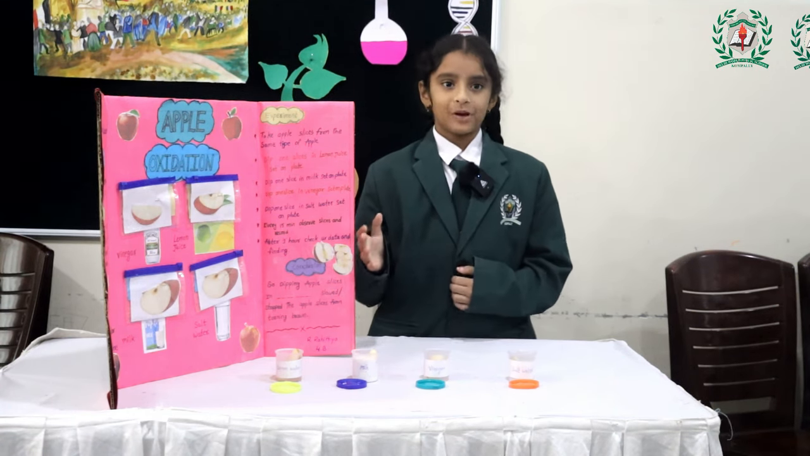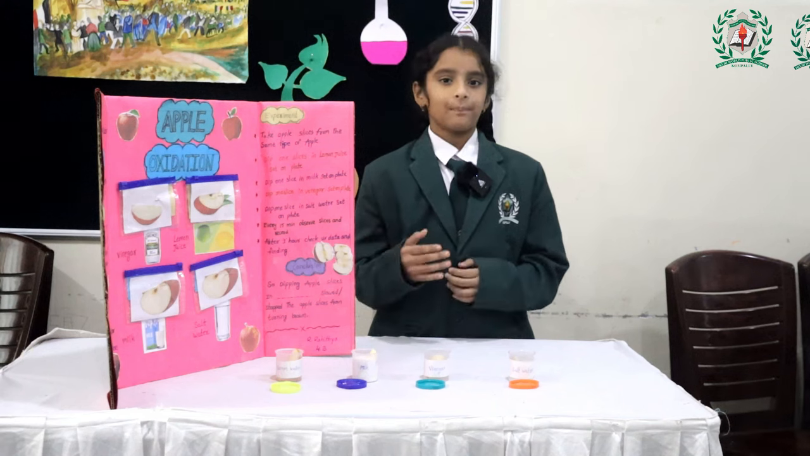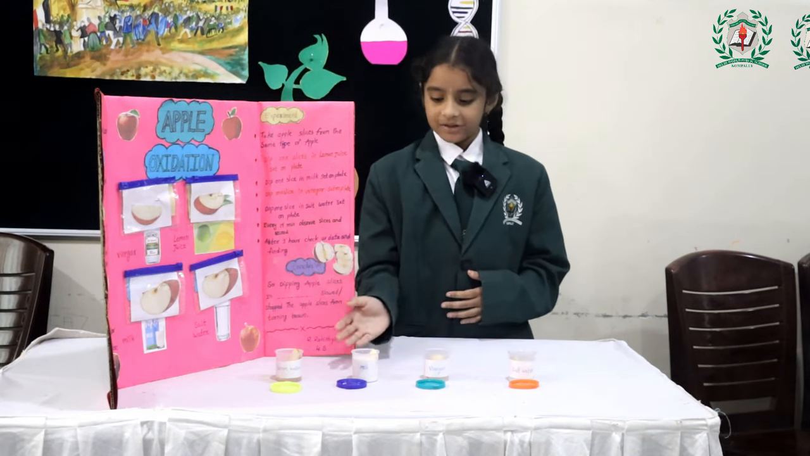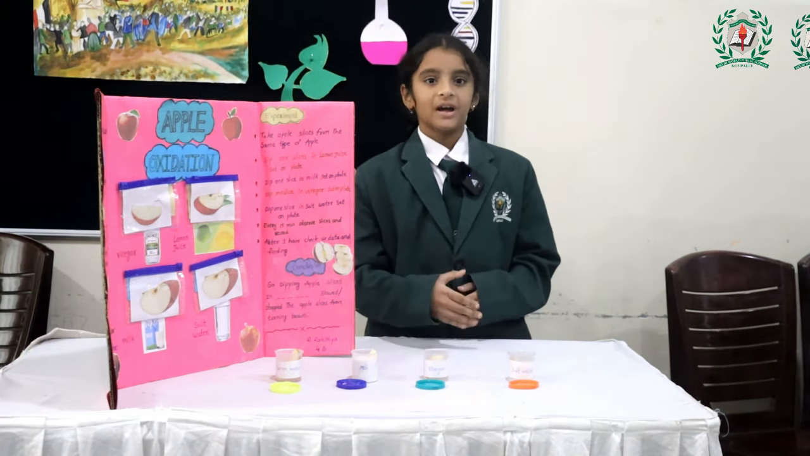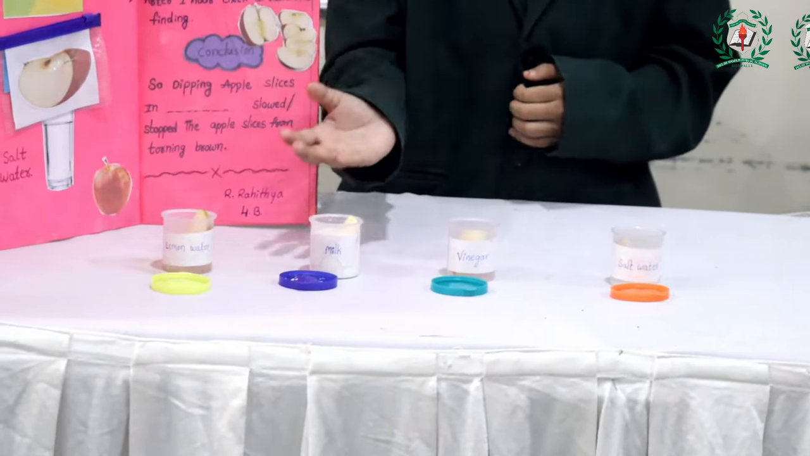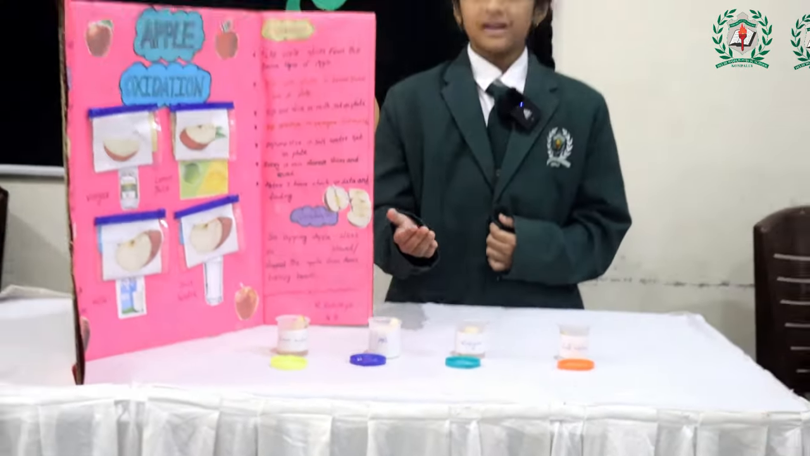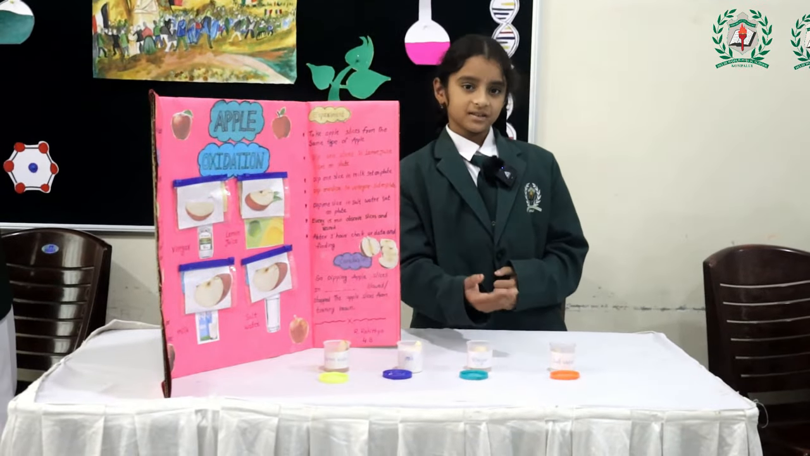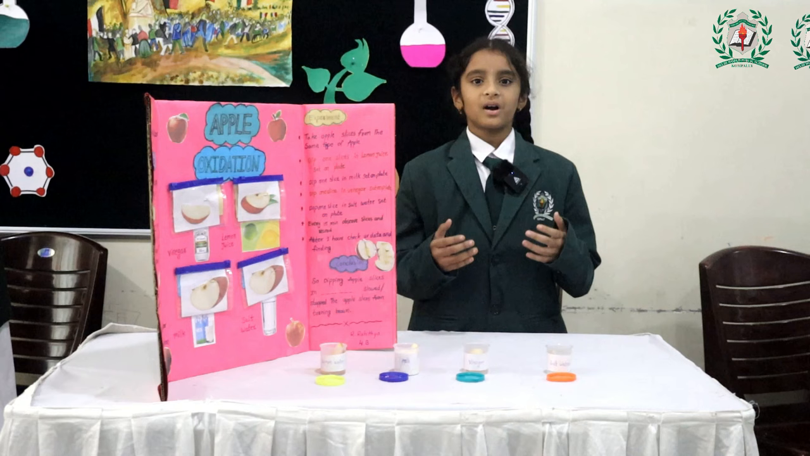Today my topic is apple oxidation. What can help stop the apple from turning brown? I am taking lemon juice, milk, vinegar and salt water. Take an apple and slice it, cutting each piece into the same size. Dip one slice in lemon juice, one in milk, one in vinegar, and one in salt water. Every 15 minutes, observe what is happening.